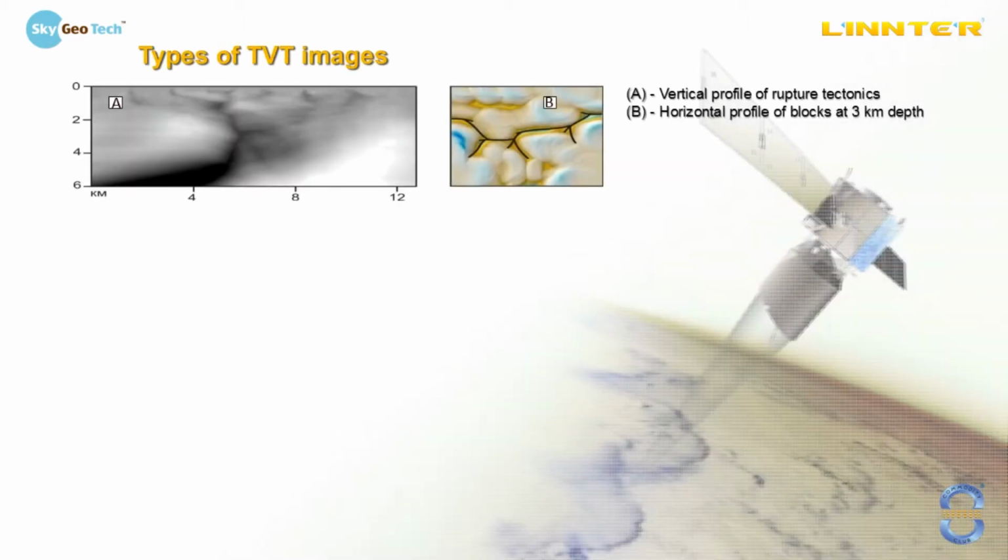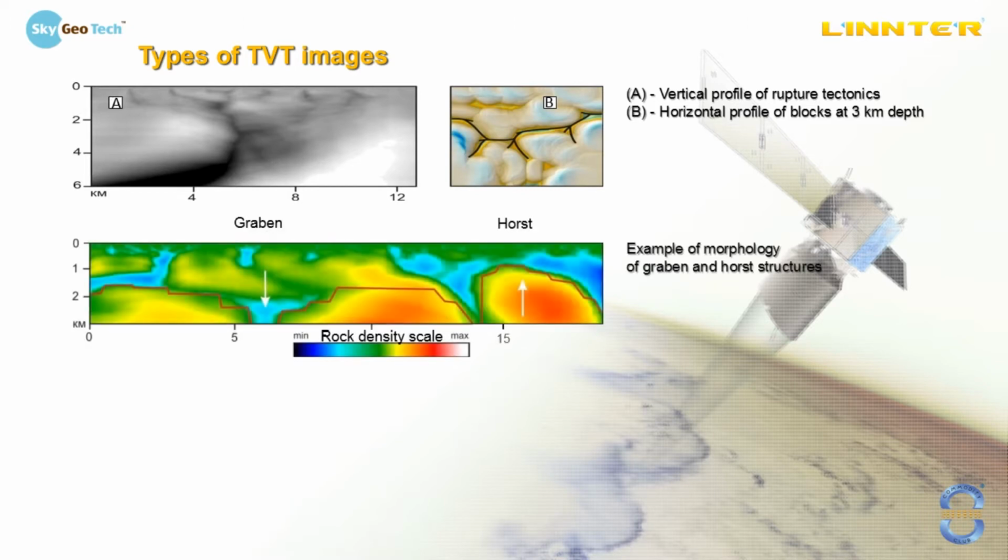Here we can see the different types of TVT images. Image A is a vertical monochrome profile in which black color shows us fold and white color is a dense rock. And image B shows us the same fold, which is shown by the black line, but in horizontal section, 3 km depth. Well-known examples of morphology, but in TVT interpretation.